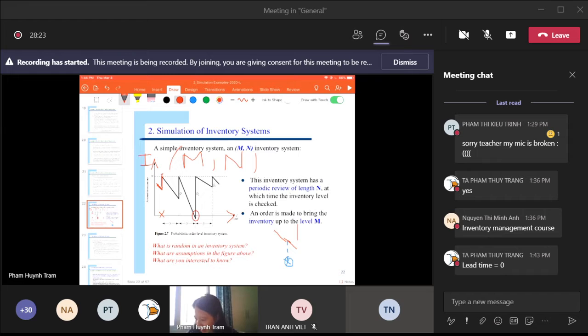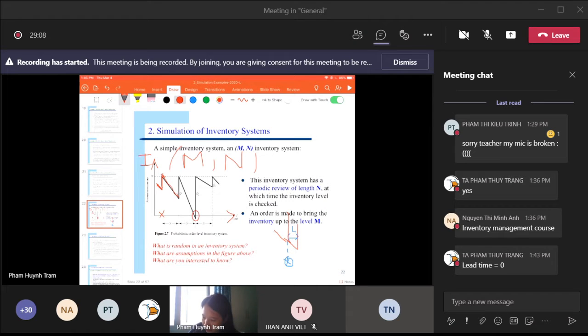So by right, we should have the lead time here. From here to here would be lead time. But in this figure, we assume that the lead time is 0. So when we place an order, the inventory level increases immediately. Okay, so that is the figure we are talking about. All right, we continue from this. We receive the stock, and it's raised up to M. And after that, our inventory level reduces because of the customer demand.